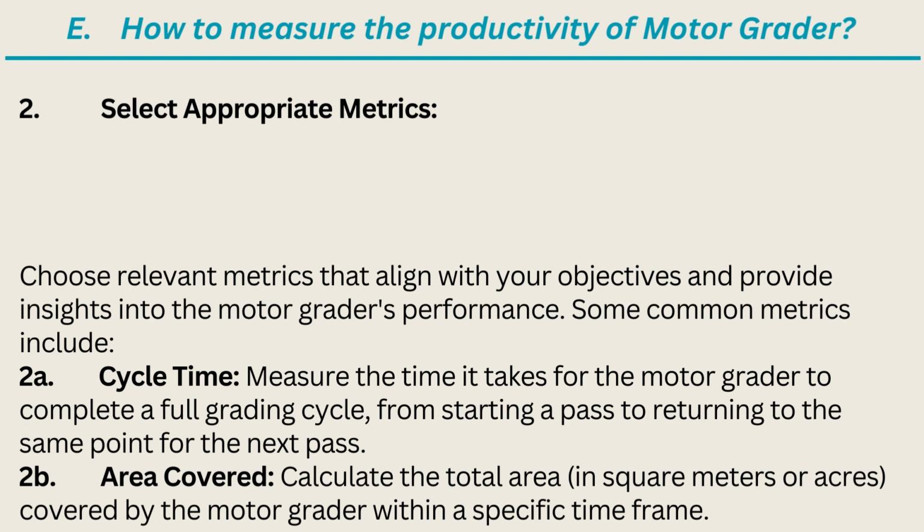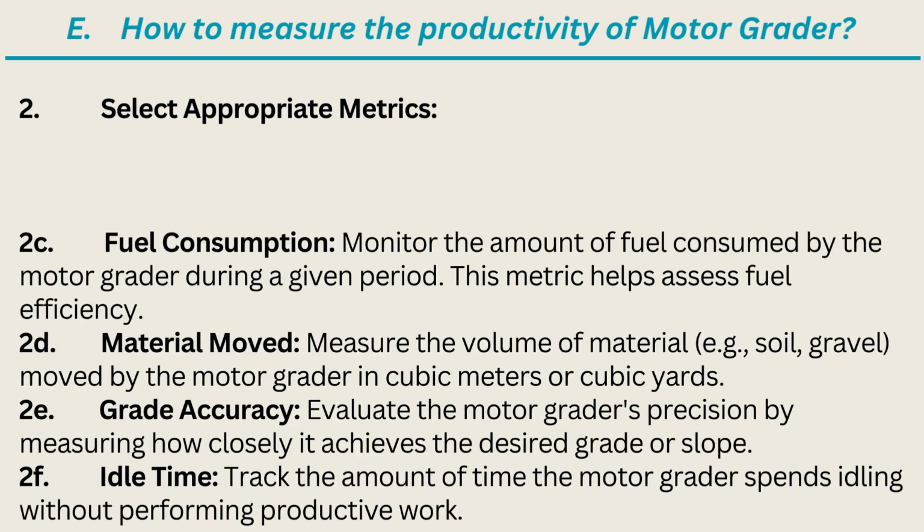Some common metrics include 2A. Cycle time. Measure the time it takes for the motor grader to complete a full grading cycle, from starting a pass to returning to the same point for the next pass. 2B. Area covered. Calculate the total area, in square meters or acres, covered by the motor grader within a specific time frame.